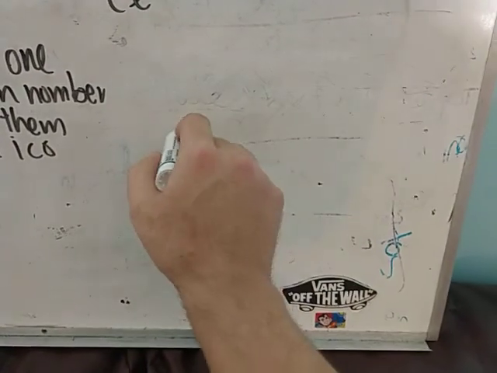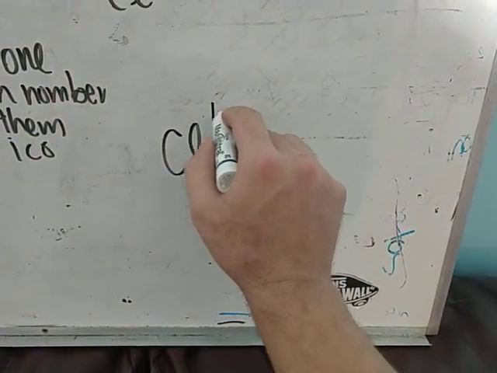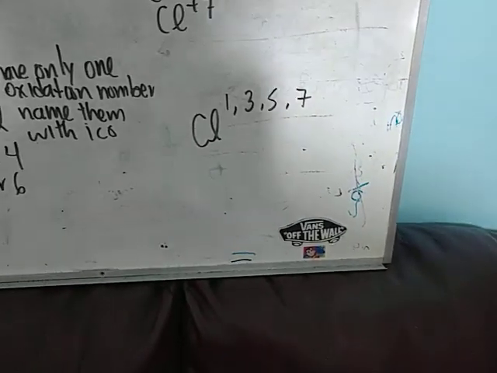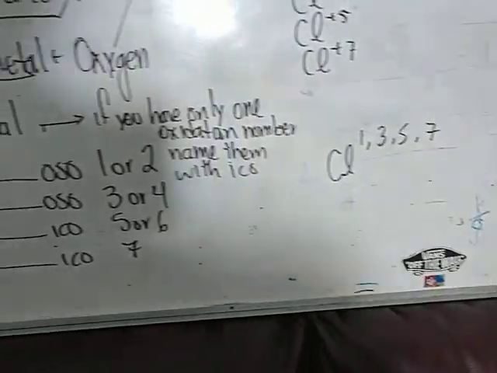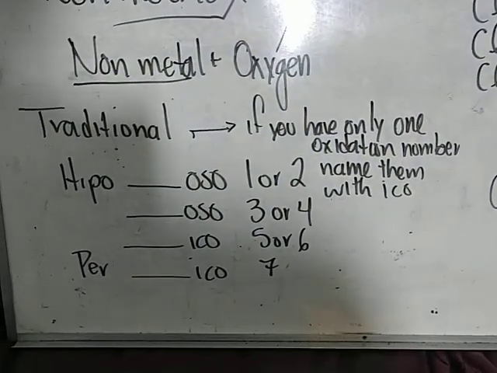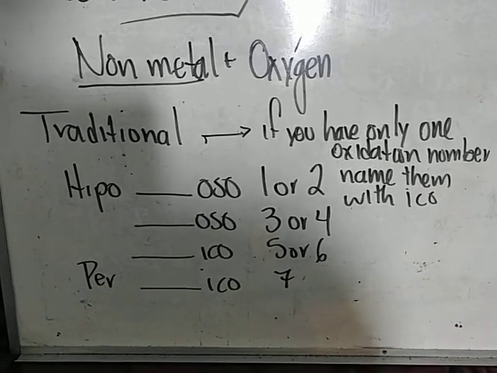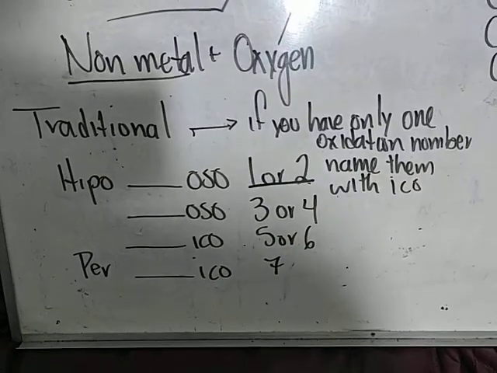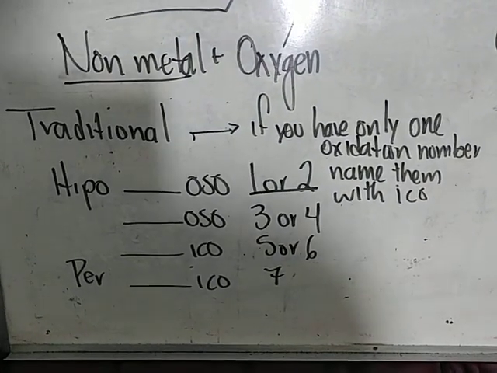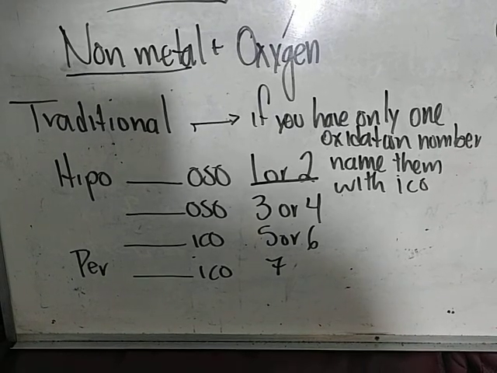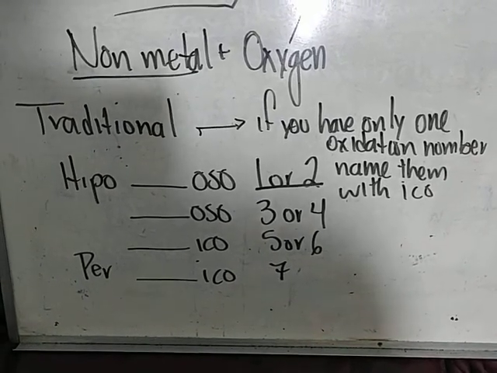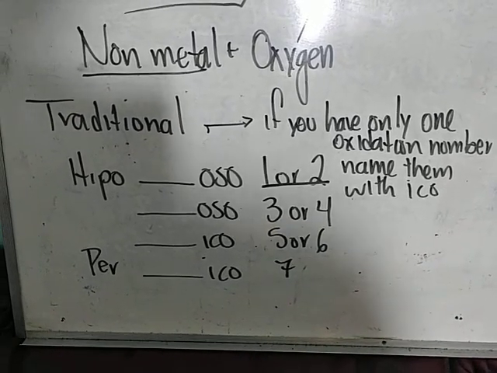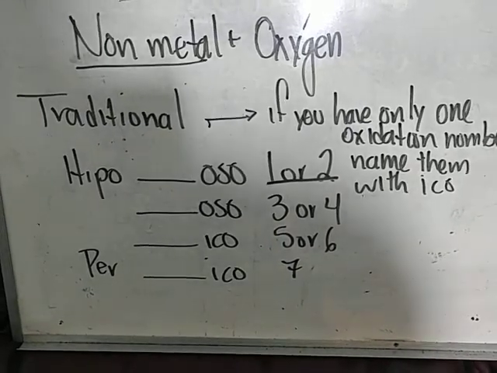For example, the chlorine can work with 1, 3, 5, and 7. We have 4 oxidation numbers. So what do we do? We work with the traditional form and we start naming. The first one is hypo-oso. This one is when I have the lowest oxidation number, 1 or 2. Then I go with oso. Oso is when I have the ones that are in the middle. The same goes with ico. When I have 3 or 4, oso. 5 or 6, ico. And when I have the last one, I say per-ico when it's 7.